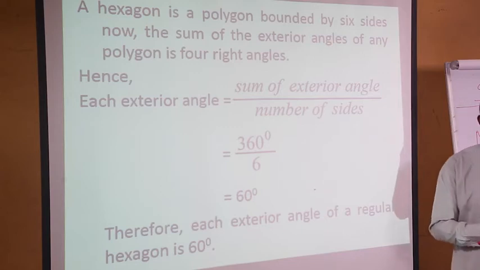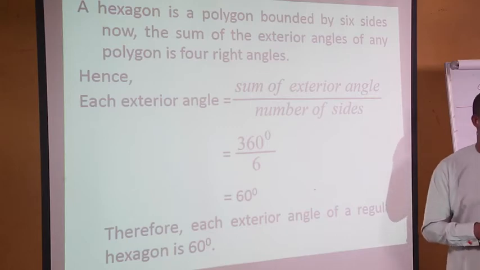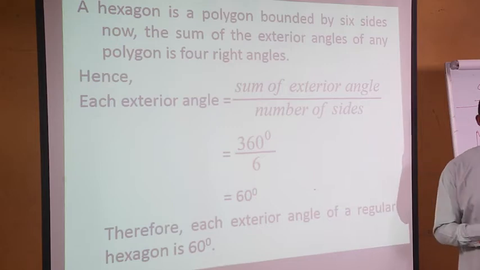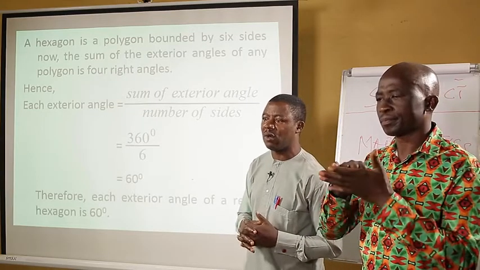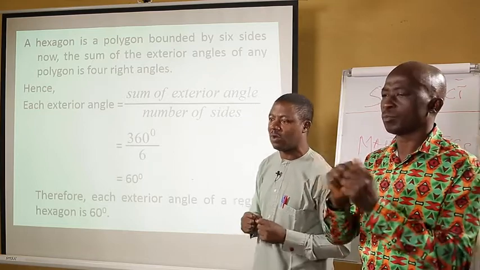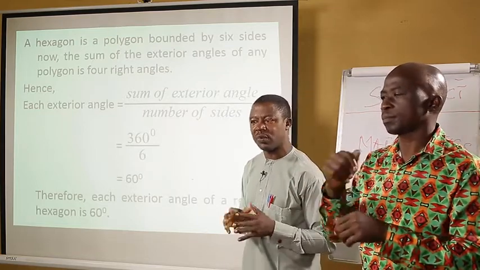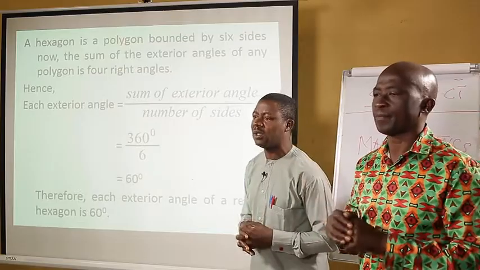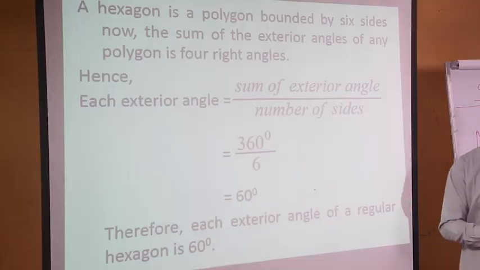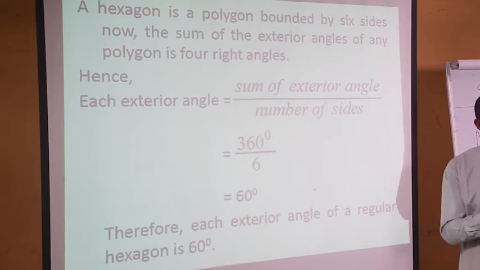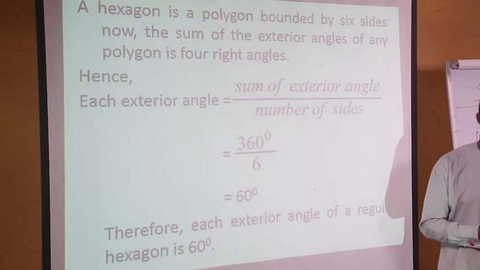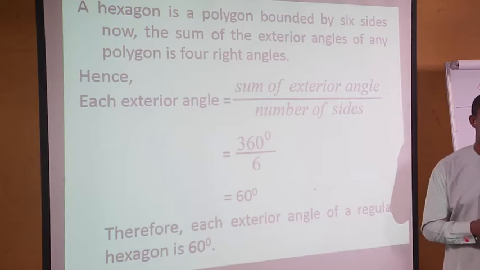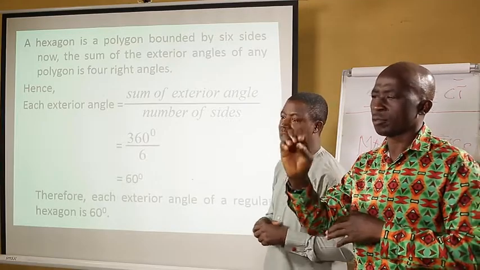Now, we are expected to calculate the size of each angle of a regular hexagon. The word regular needs to be clear. Regular means a polygon with all its sides and angles equal. Now, for a hexagon, the sides of the polygon are 6. So we need to know the sum of the exterior angles, which we have already stated from the definition is 360 degrees.